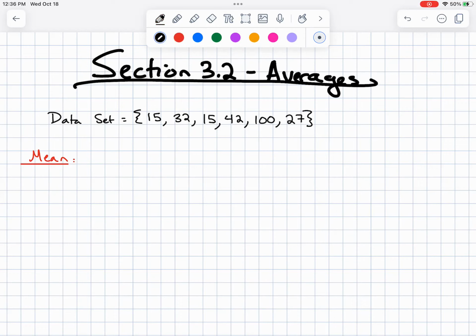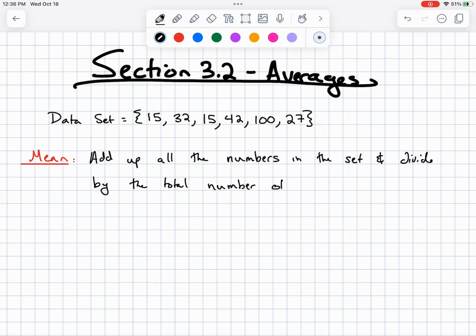This is the average that we usually think of when we mean average. So to do it, you add up all the numbers in the set and divide by the total number of entries in the set. So add up all the numbers in the set and then divide by the total number. And that will give you the average. That's usually what we mean when we say average.